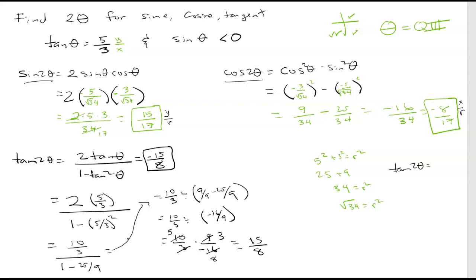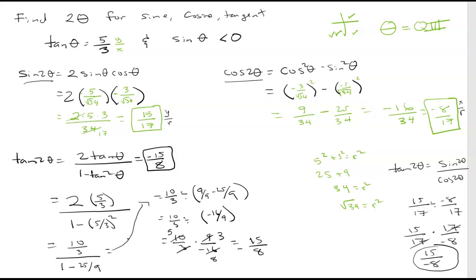Tangent of 2 theta is the same thing as sine of 2 theta all over the double angle of cosine of 2 theta. So we could have said that 15 over 17 divided by negative 8 over 17, flip it, and notice that the 17s cancel out and you're left with 15 over negative 8, just like what we got over here. Right? So again, I just want to show you that there is more than one way sometimes to get your answer.